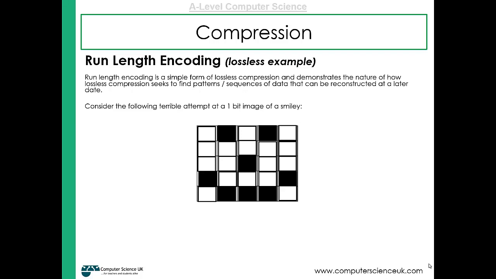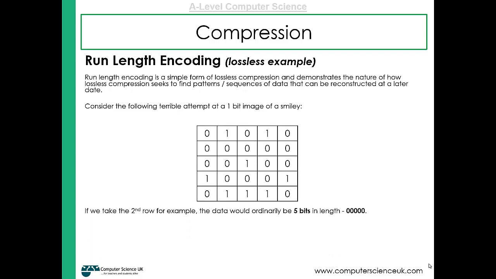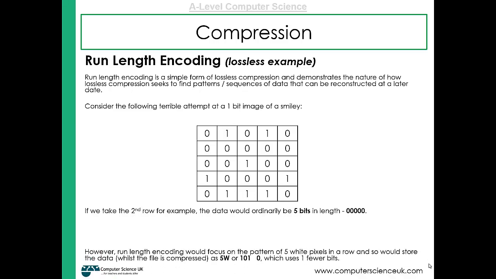If you take that second line, you can see that there are 5 white pixels in a row. So if we take the second row, the data would ordinarily be 5 bits in length. Here I've said 5 zeros, it probably should be 5 ones actually, because 1 represents a white pixel in a 1-bit image, but anyway. Let's just go with this because obviously I'm trying to prove a point here about what run length encoding is. So we've got 5 white pixels in a row. That would be 5 bits in length with a 1-bit image.